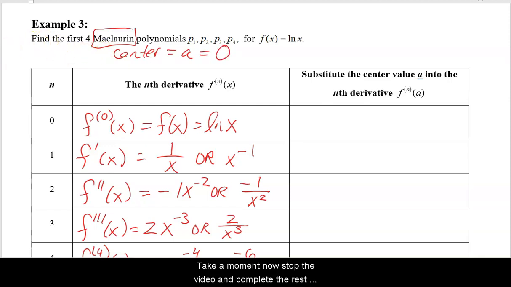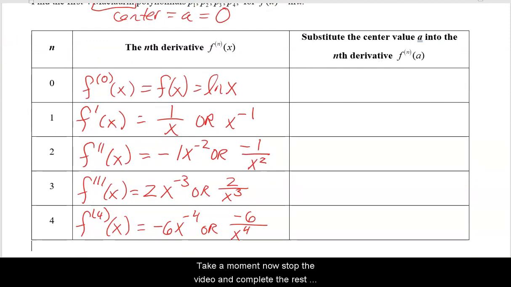Take a moment now, stop the video, and complete the rest of the chart by plugging the center 0 in and see what happens. Hopefully you haven't been gone for very long. The problem is you can't have 0 as a center for a natural log function. The natural log is not defined at 0.